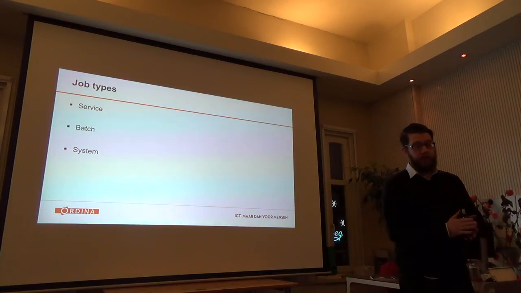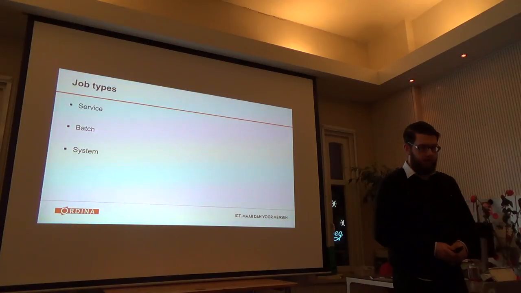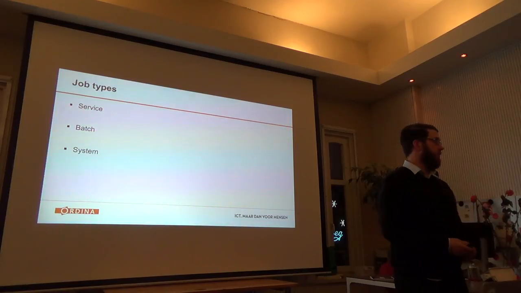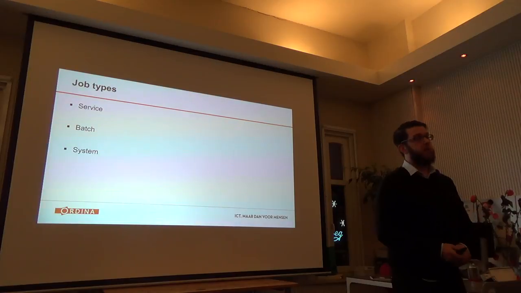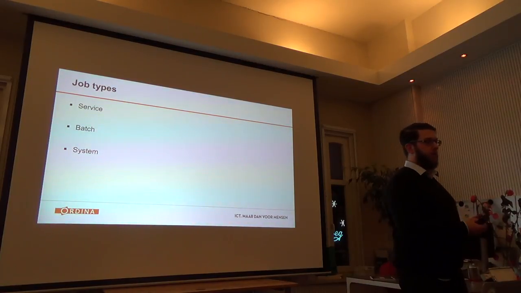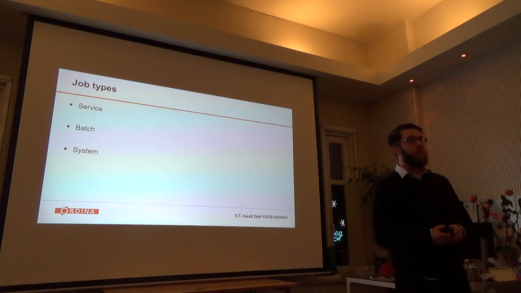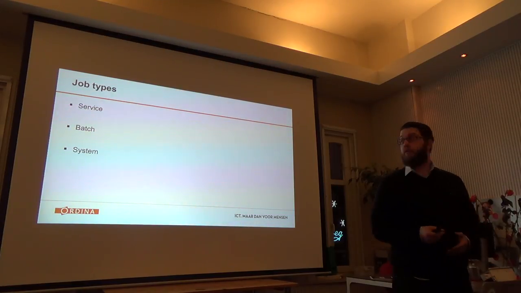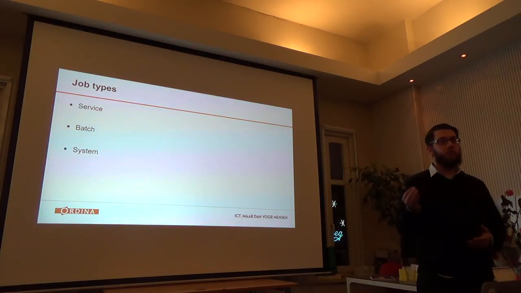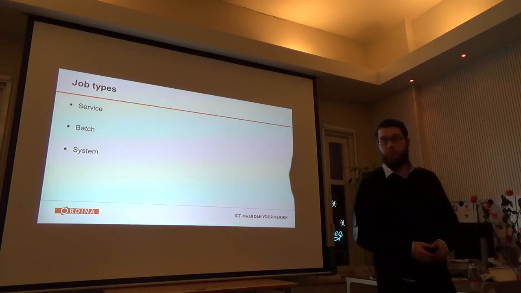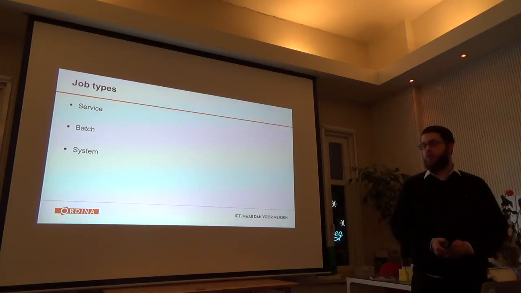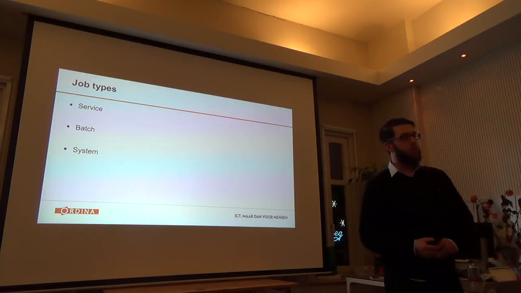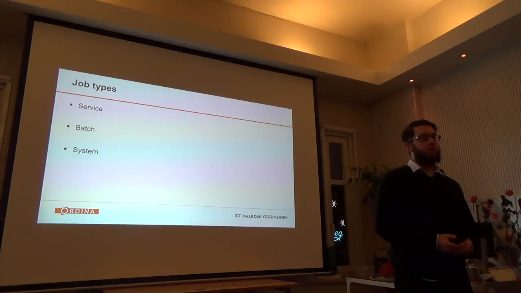There are three different types of jobs in Nomad. Service will probably be the most used. These are not only short-lasting things, as most mainframers will think about jobs, they think about short-running items. A service is a long-lasting item, for example your web application. A batch is just like any other batch job. A system job will run on every server which is still available after the constraints.